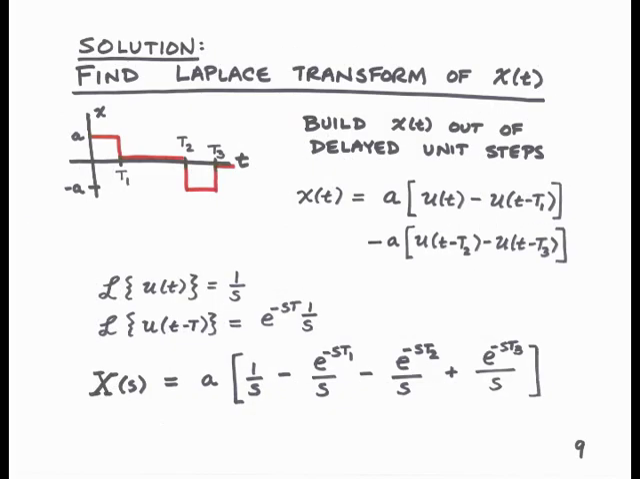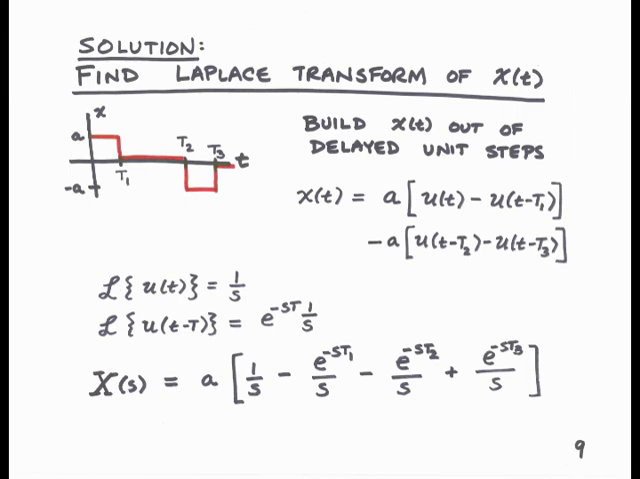If you recall, our acceleration profile was a pulse of height a between time 0 and t1, and a pulse of negative height a between times t2 and t3. We can easily find x of t from this description. It's built out of unit steps that have been appropriately delayed. So x of t is equal to a times the quantity u of t minus u of t minus t1, minus a times the quantity u of t minus t2 minus u of t minus t3.